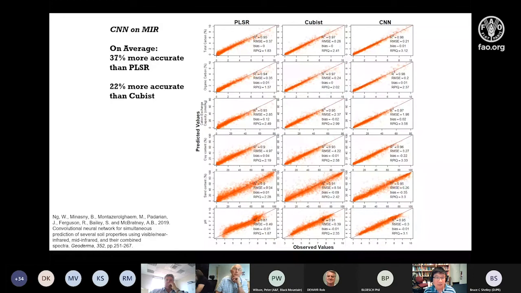Overall, on average, with a large data set we can achieve 37% more accurate predictions with this new method than the usual method, and about 22% more accurate than the regression machine learning method. But despite this, even if you just use PLSR, the prediction is very, very good. You can see the R square is above 0.9 for all, except pH for PLSR. This is on a validation set which was not used in the model, which gives us confidence that this can be used as a routine analysis.